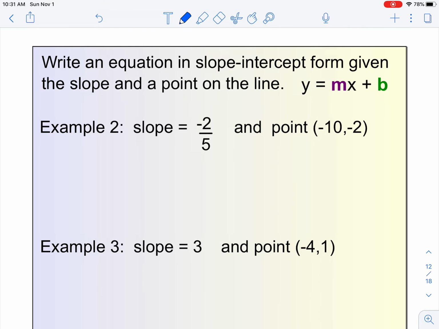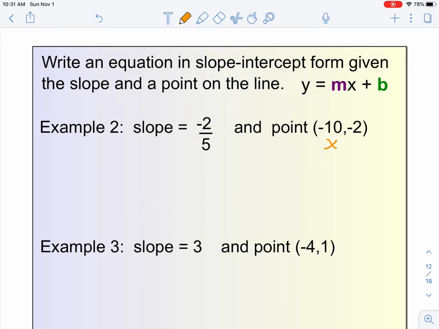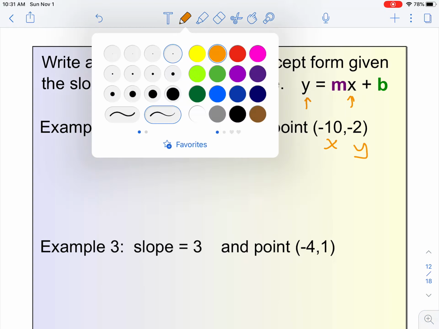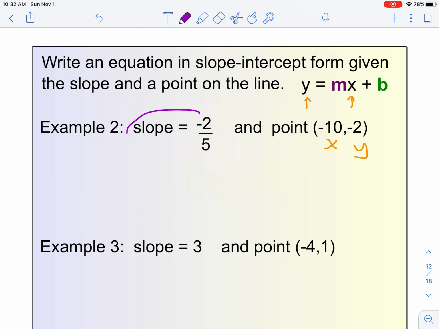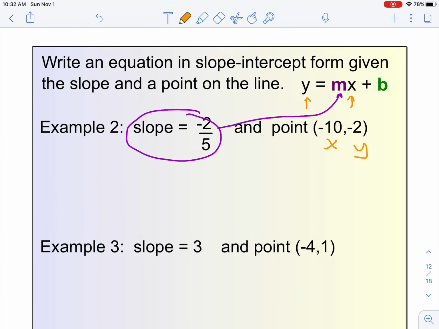Okay, it says write an equation in slope-intercept form given the slope and a point on the line. So again, we're going to do the same thing. Those first 2 steps say to take the x and y value from your point and put them in for x and y right here. And we also take the slope that we're given right here and we put that in for m. So we can actually do all of these in one step if you want. It's totally up to you.